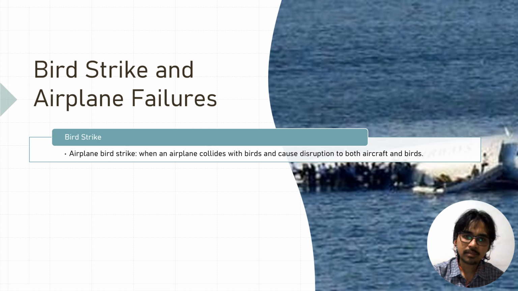Airplane bird strike is a term to describe an airplane colliding with a bird or a group of birds, which can cause disruption to the aircraft and threaten the bird's safety.